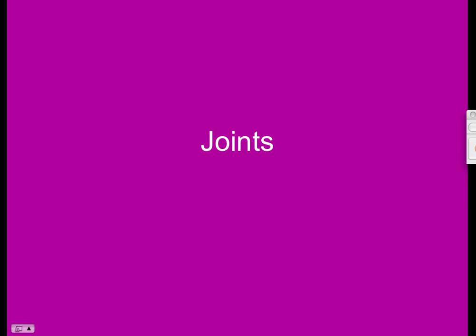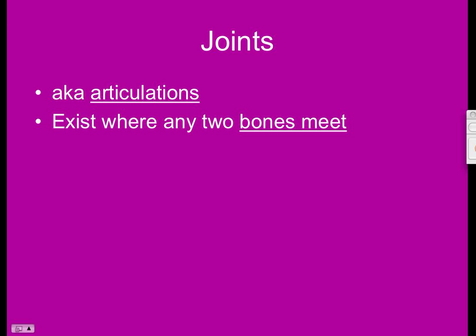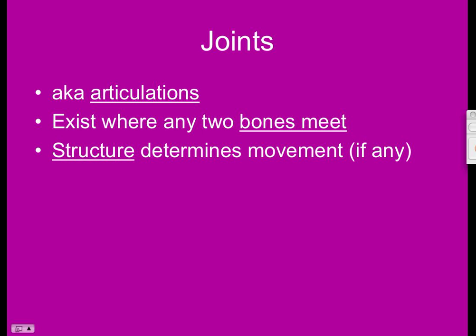Okay, this next lesson in the skeletal system is going to be on joints. Joints are also known as articulations, and basically they exist anywhere that two bones meet and come together. Now, we usually think of joints as being movable, and that's what we're going to focus on, but the structure of the joint actually determines what movement we have, if any.